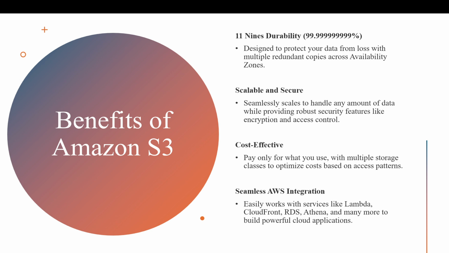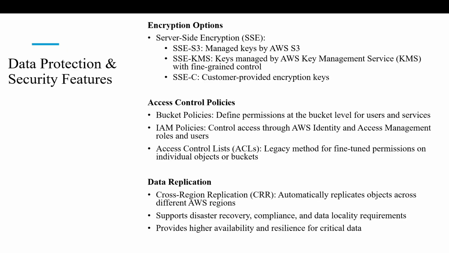Eleven nines of durability, designed to protect your data from loss with multiple redundant copies across availability zones. So these are some benefits: scalable and secure, seamlessly scale to handle any amount of data while providing robust security features like encryption and access control. Cost effective, pay only for what you use, with multiple storage classes to optimize cost based on access patterns. Seamless AWS integration, easily works with services like Lambda, CloudFront, RDS, Athena, and many more to build powerful cloud applications.